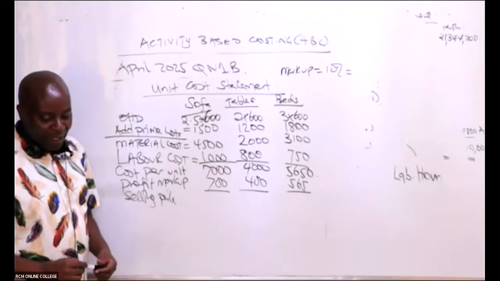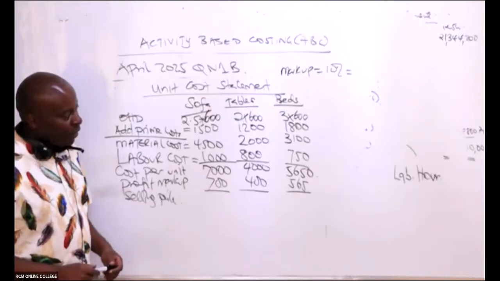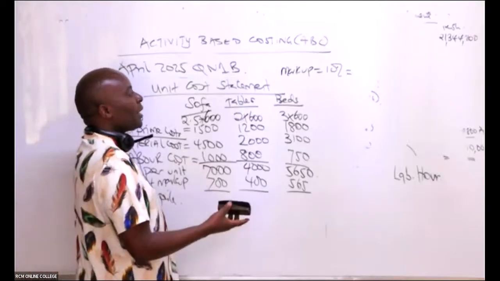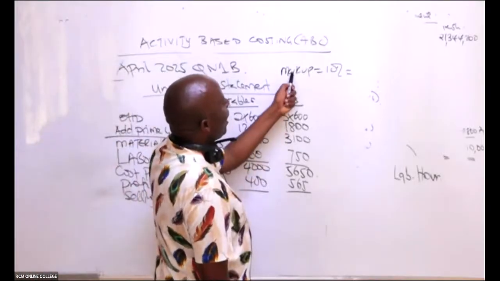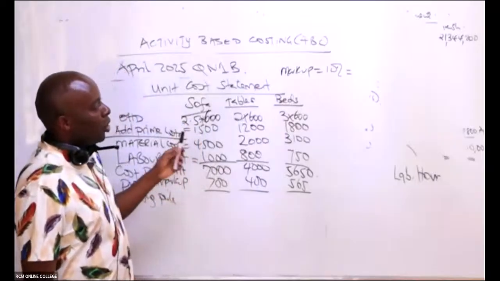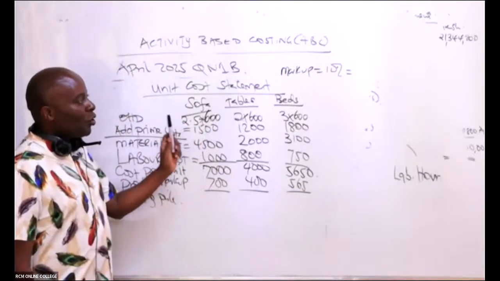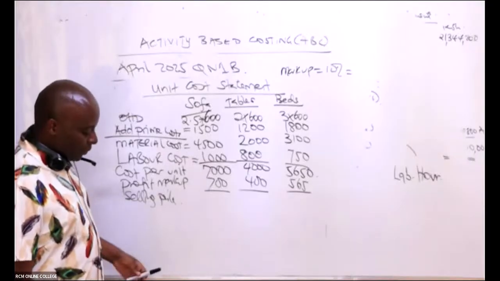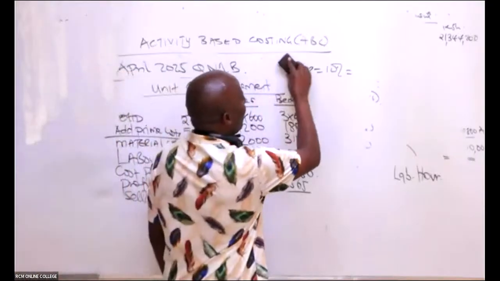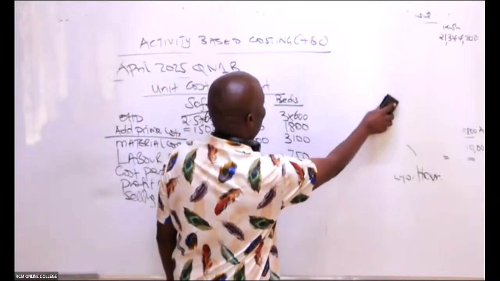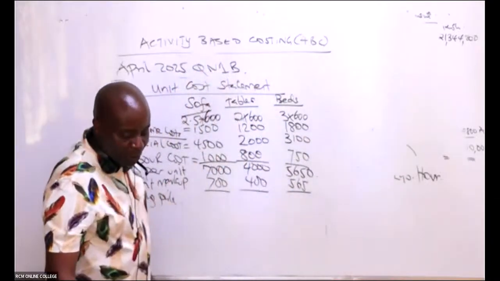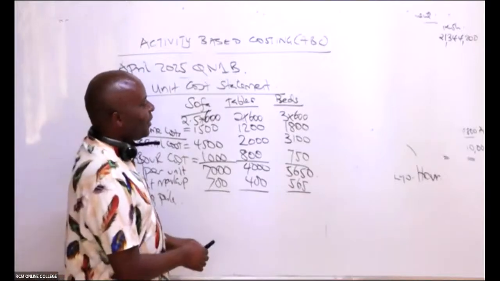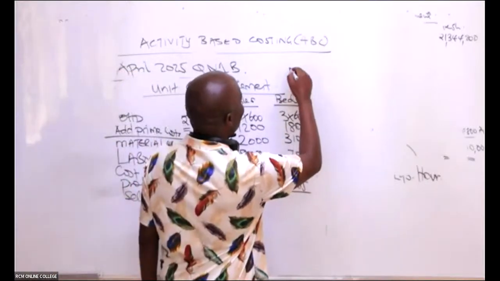Very good question. What if, ladies and gentlemen, and this has happened severally, we know that markup marries cost. Markup is very compatible with the cost. But at times you'll get an examiner, instead of giving you markup, they give you what we call margin. Just to disturb you. When you become an examiner, you'll become a very tough examiner.